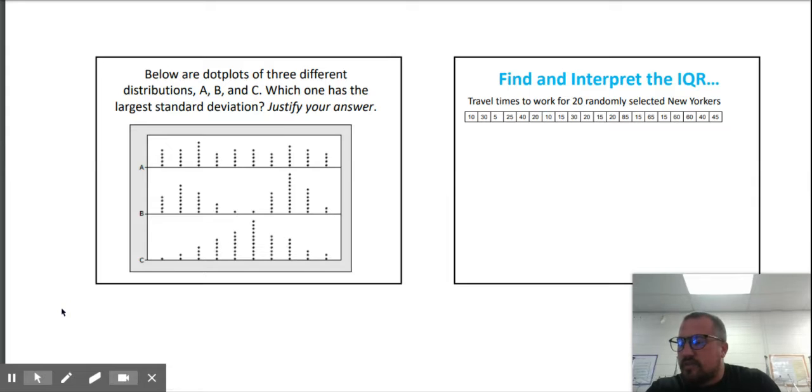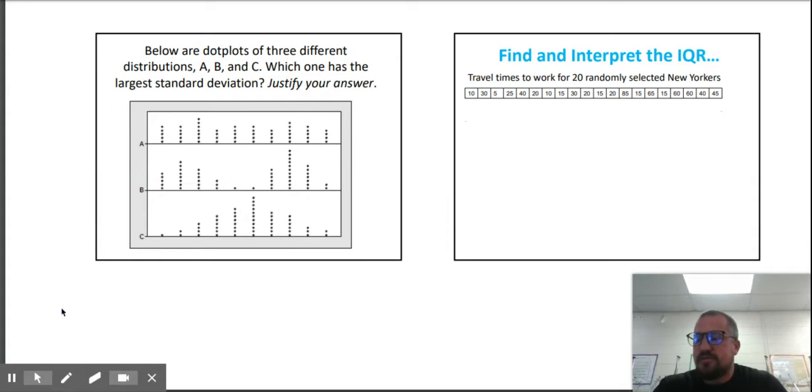And then here are three different distributions, A, B, and C. And you want to see which one has the largest standard deviation. So which one has the most data points that are away from the mean, okay? Because we're looking at the average distance that is the furthest away from the mean. So I'll leave that for you, and we'll come back later, and I'd like to ask what your answer is for that.